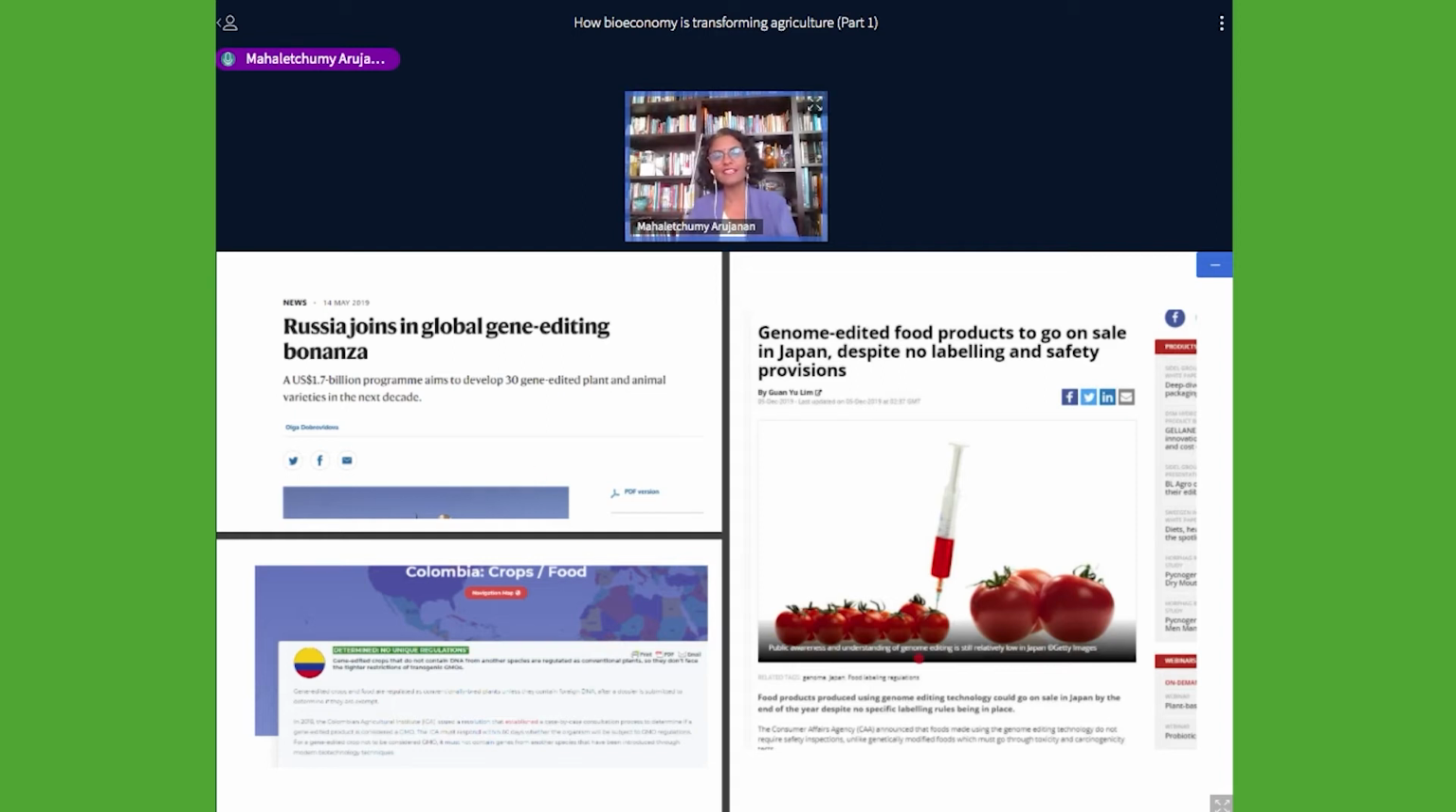Another interesting thing is we see countries that were so unfriendly towards genetic modification, like Russia and Japan and Colombia. Colombia is a country which started the negotiation for liability and redress in COP-MOP. Today, we see these countries are so eager to embrace gene editing. Russia joins in global gene editing bonanza. Genome editing food products to go on sale in Japan, despite labeling and safety provisions, and in Colombia as well. So we are seeing more countries. Taiwan, for example, is coming into gene editing. They were not a player in genetic modification.